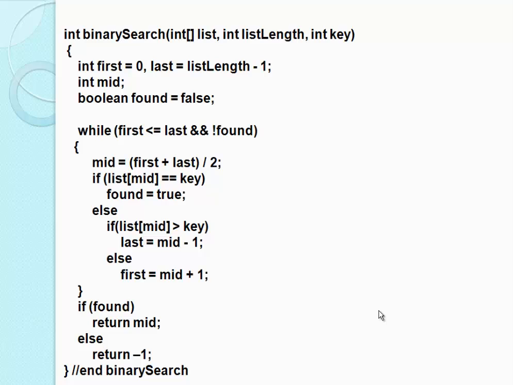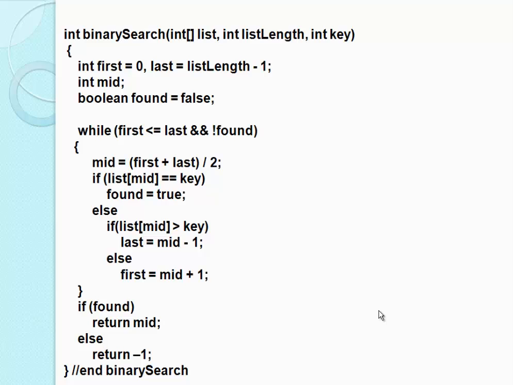Now let us see a C++ code of binary search. It has three parameters: list, list length and key. Here we take local variables first equal to 0, last equal to list length minus 1, and a mid variable. found equal to false has been initialized.